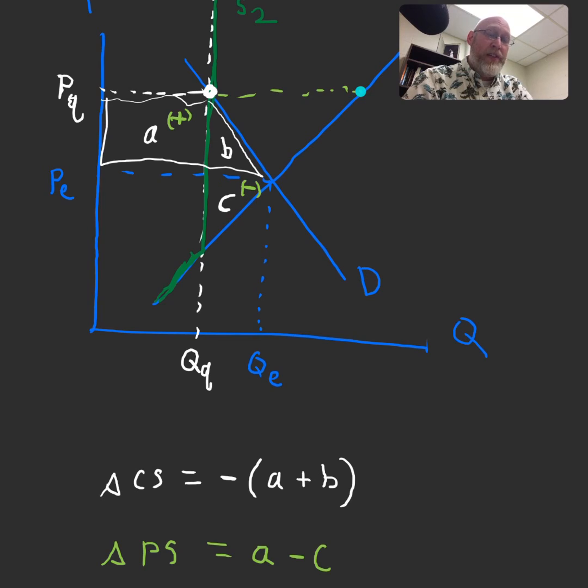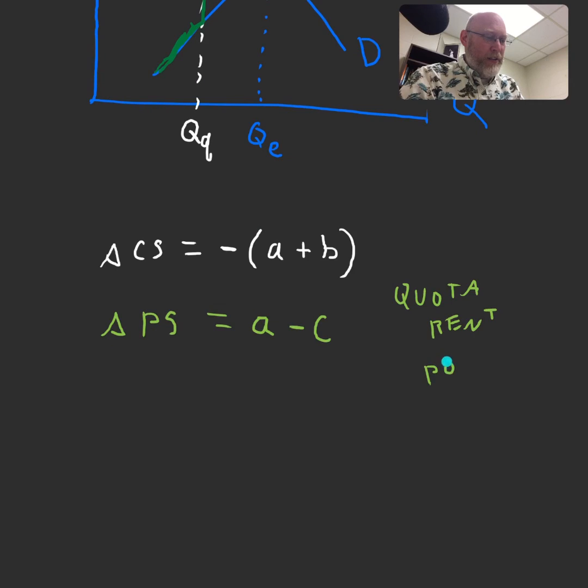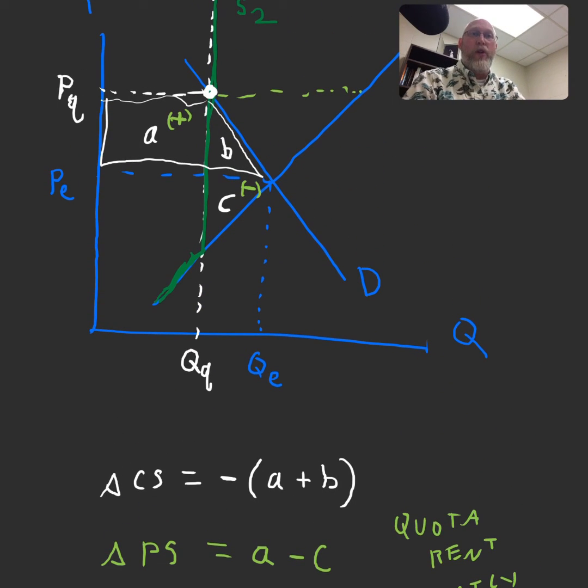And as long as area A is bigger than area C, the farmer is net better off when there's a production quota in place, because that quota is going to make them some extra money. We actually have a name for that extra money. We call it quota rent. And we might call it policy rent. In essence, the farmer is getting extra money simply because the quota is in place, which is why the quota is in place. The whole purpose behind this is because society believes the farmer doesn't make enough money.